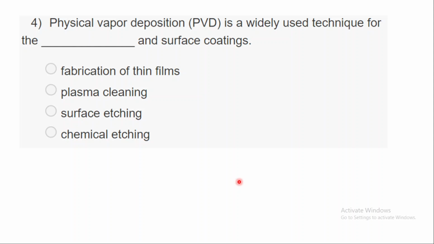Students, try to think of your answers. You can even put a wild hunch. Type your answers in the chat box. I'll wait for a minute. Once we have enough answers, we'll see whether our friends are correct about this. Physical vapor deposition is a widely used technique for which of the following functionalities? Dash. Physical vapor deposition is a widely used technique for the dash and surface coating. Fabrication of thin films, plasma cleaning, surface etching, chemical etching.